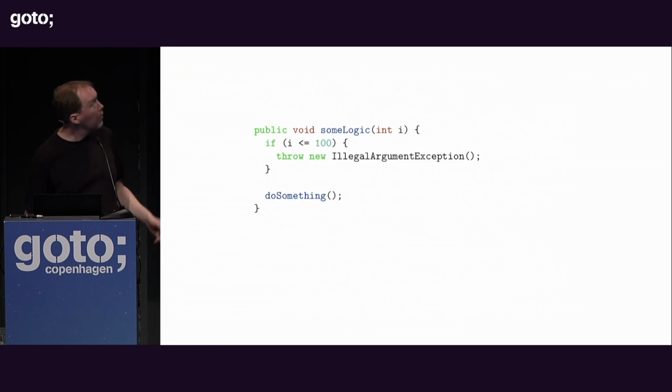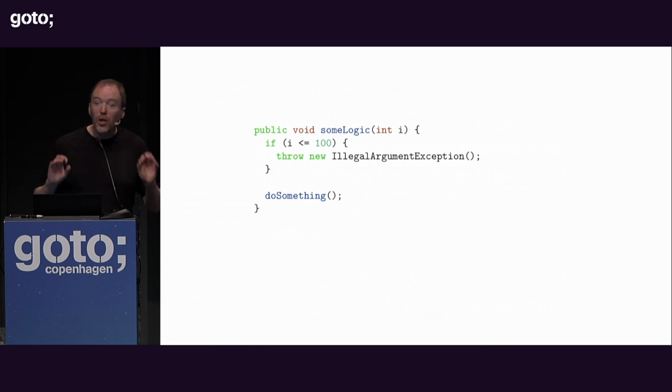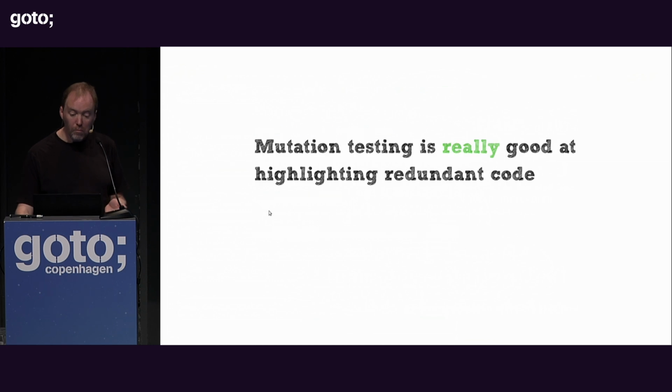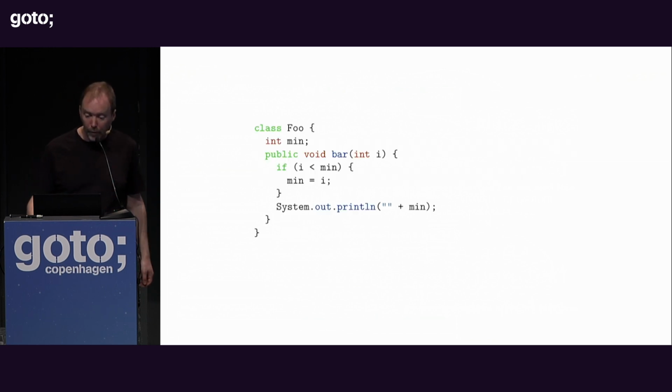So I can do this. This code is logically equivalent to the code before, but there's less of it, which is great because code is awful stuff. It's where bugs live. So we've made less code and have the same functionality. So it is good. So mutation testing is really good at highlighting redundant code. If its main purpose is to find problems in your test suite, its secondary purpose is to find redundant code. It's excellent at it in a way that static analysis can never do.